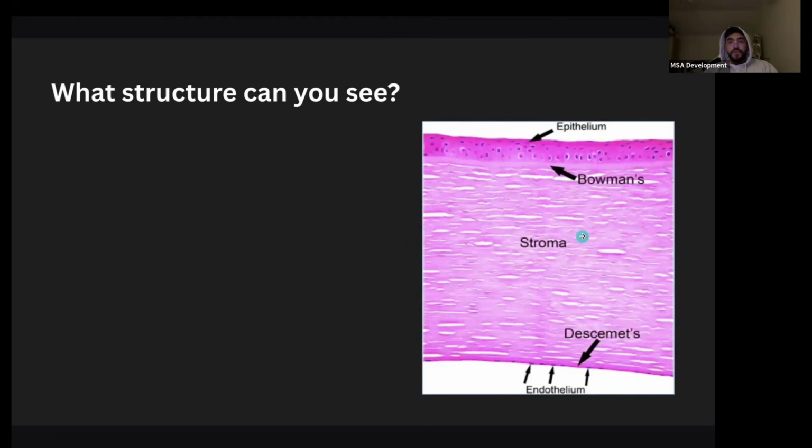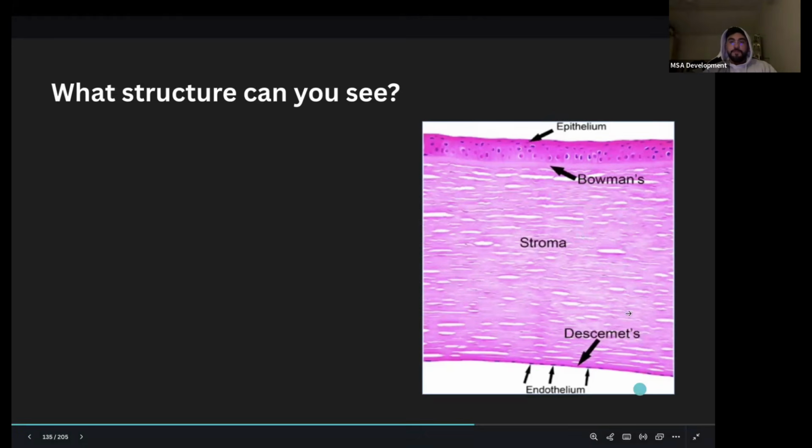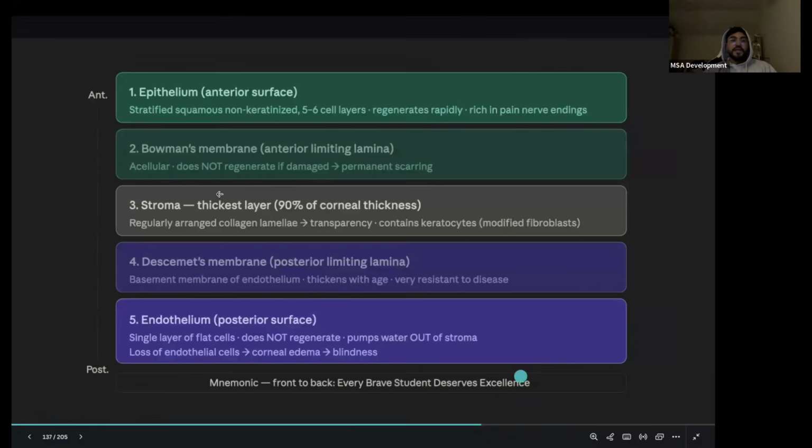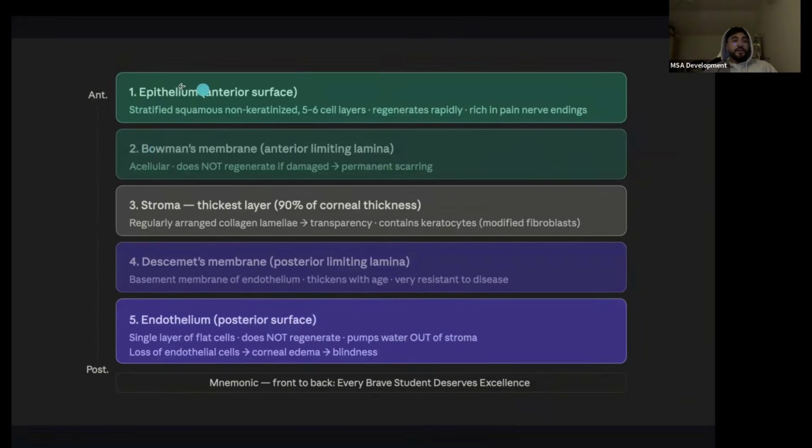Now, look at the structure. What can you see? So this is the cornea. And how do I remember the different parts of it? So we have every brave student deserves excellence. So epithelium, Bowman's, the stroma, the Descemet's, and the endothelium right here. Okay. Now, you need to know that the epithelium is stratified squamous, not keratinized. All right, and it regenerates rapidly. So if the epithelium of the cornea gets damaged, it can regenerate.